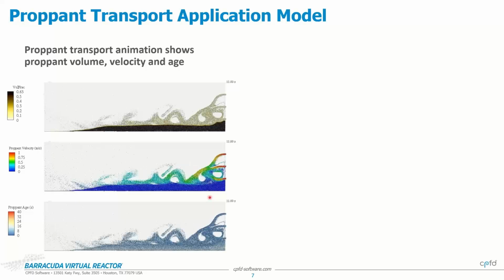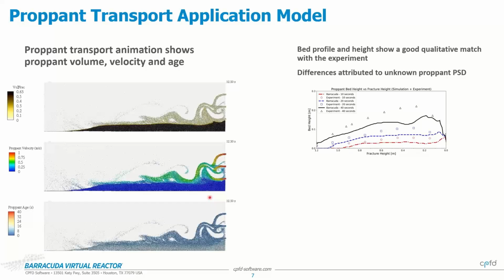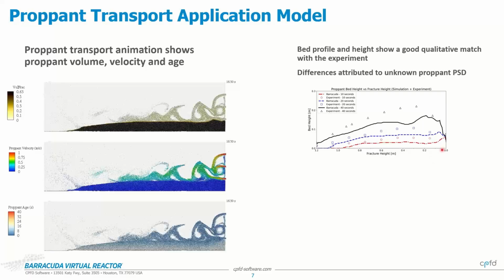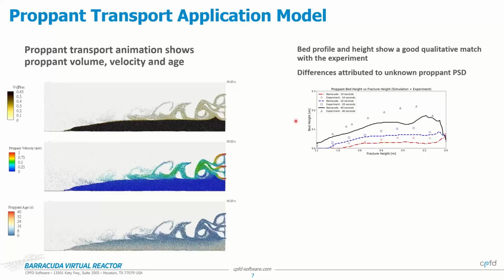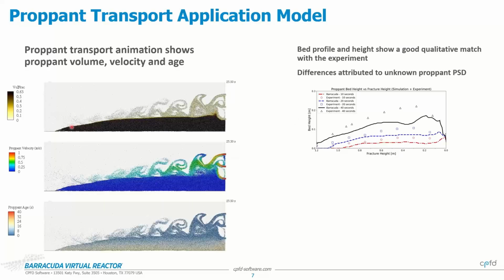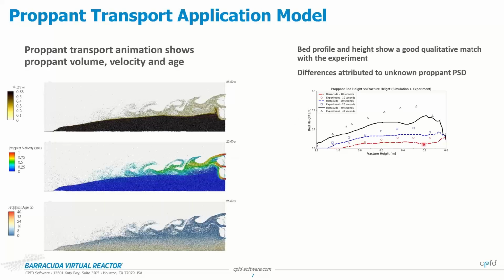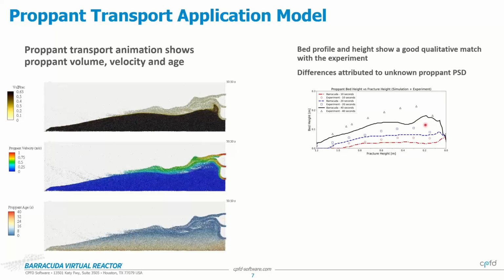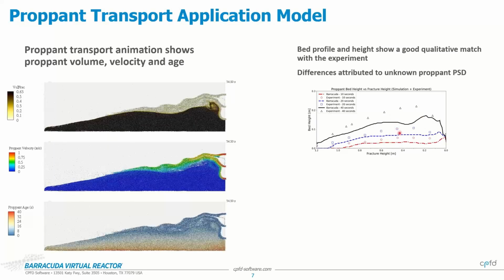We can also quantify some of this data, and that's what I've got down here. What we're plotting is the proppant bed height, tracking the height of the proppant bed, and we're doing this at different times: 10, 20, and 40 seconds. The lines are from the CFD simulation, and the symbols are from the experiment.